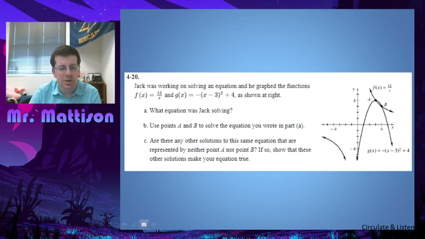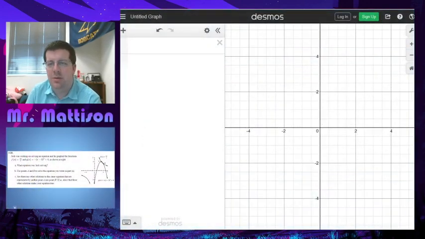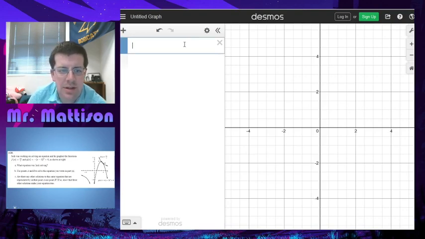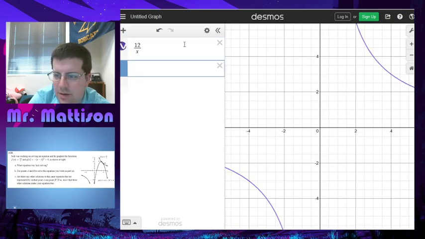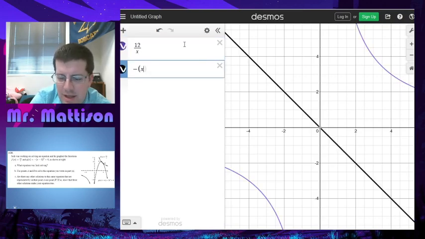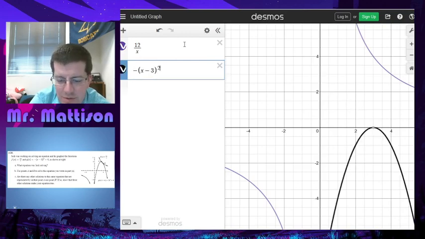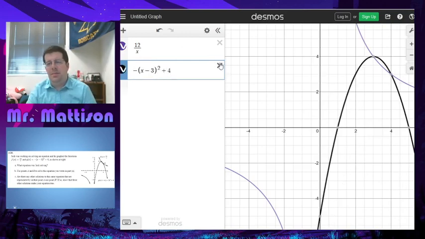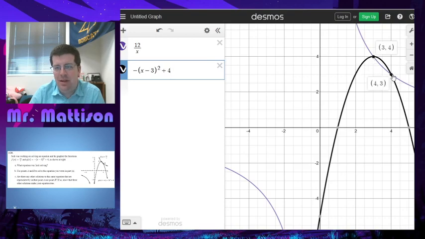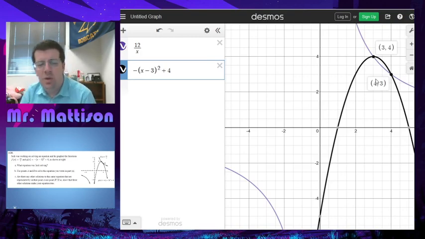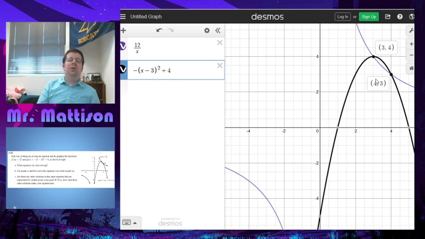Okay, so we're going to pull up Desmos. Okay, we are going to graph. The first graph was 12 over x, and then the other graph was negative (x minus 3) to the second plus 4. And that was basically the graph that I saw on the example. And my answers are there at 3 and 4, because again, I only care about the x values, not the point itself. Well, awesome, great, done. I got two answers, 3 and 4.